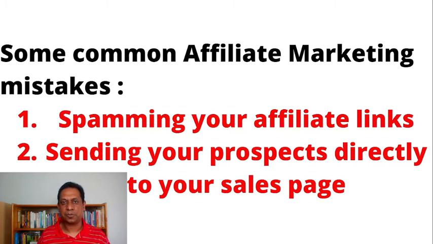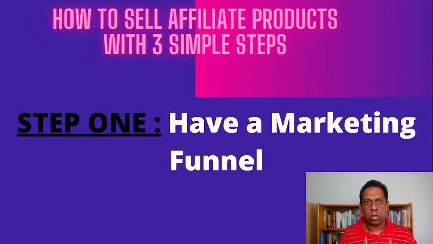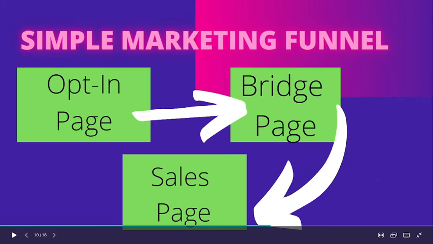So how do you sort this problem and how do you improve it? This is how you're going to be selling affiliate products with these 3 simple steps. The first step is you need to have a marketing funnel in place. So once you have chosen your product, then you need to concentrate on building your simple marketing funnel. Right, now this is an example of a very easy marketing funnel where your customers first will have to sign into your opt-in page. From there they get sent to the bridge page and eventually to the sales page.